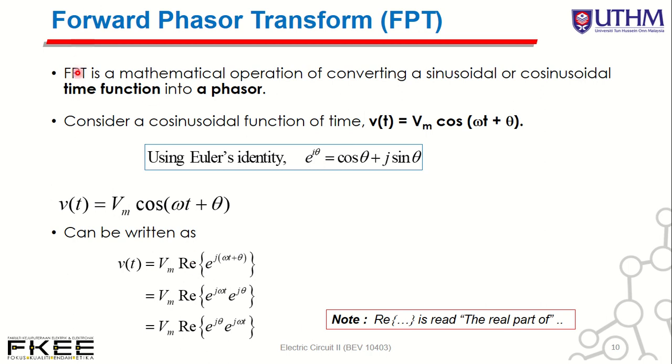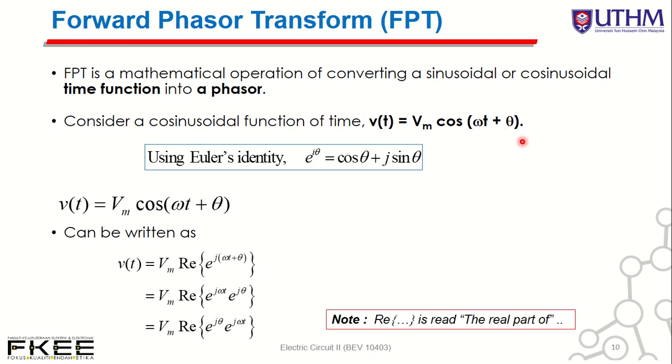Let's say we have a time function. This is a time function, v(t). v(t) equal to Vm cos(omega t plus theta). This is a cos function. So how to transform from the cos function to the phasor function, or phasor domain?